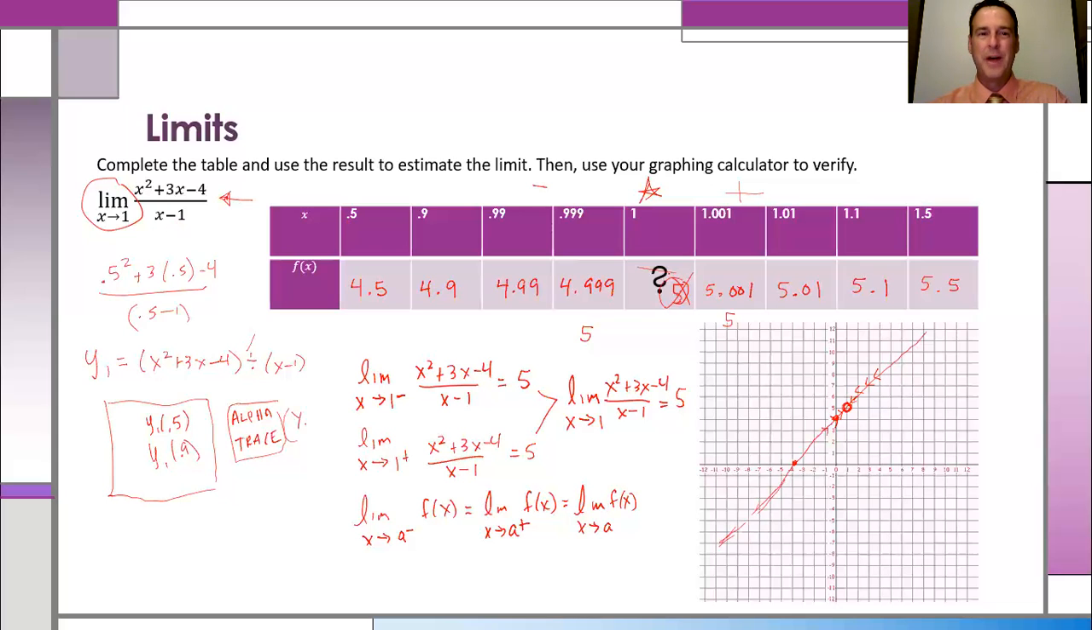And does the AP want that? They do want that, okay? They do want a representation that shows that from the left side and from the right side, they must be equal to the same thing in order for the overall limit to be equal to some value, okay? So keep that in mind. That's a strict definition that they like.